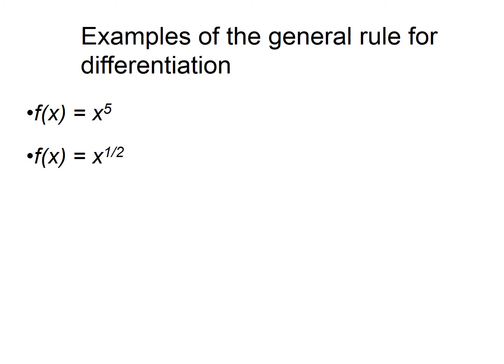So we basically end up with a rule that if f of x is equal to x to the power of n, and this is any number, then the gradient of that function is n times x to the n minus 1.